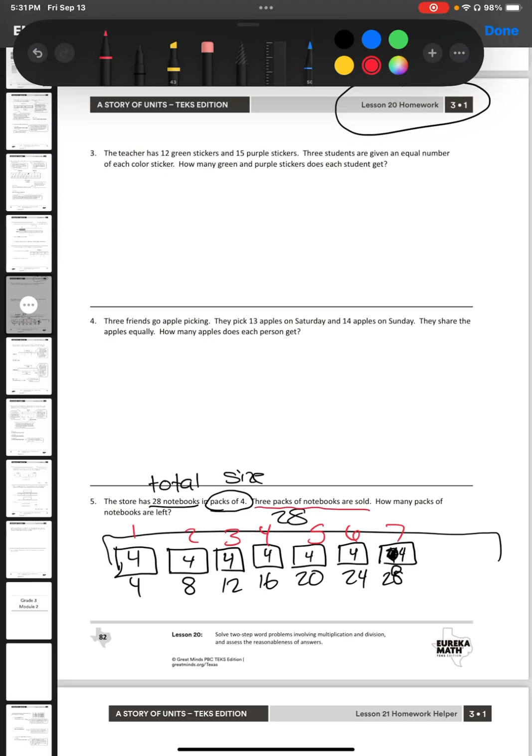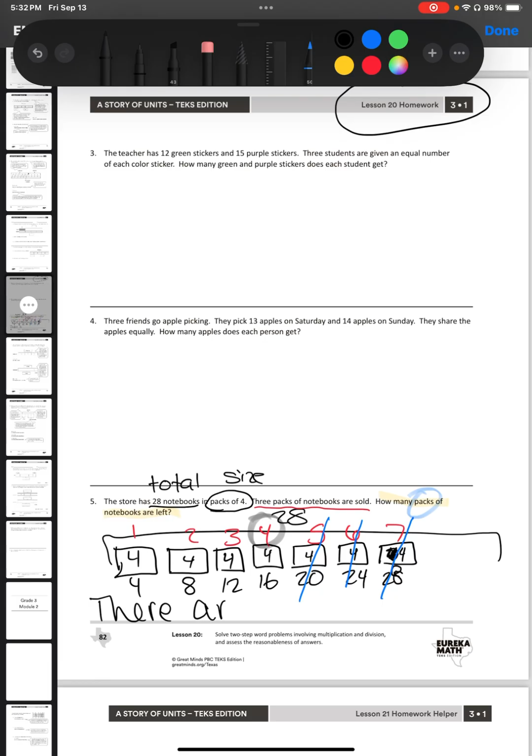But we need to reread this sentence. 3 packs of notebooks are sold. Sold means given away. So let's mark out 1, 2, 3. 3 packs of notebooks are sold. And then to answer the question, how many packs of notebooks are left? Not how many total notebooks are left. How many packs of notebooks are left? I can look at my model that I've drawn that's very organized, and I see that there are 4 packs of notebooks left. And I'm going to write that in a complete sentence.